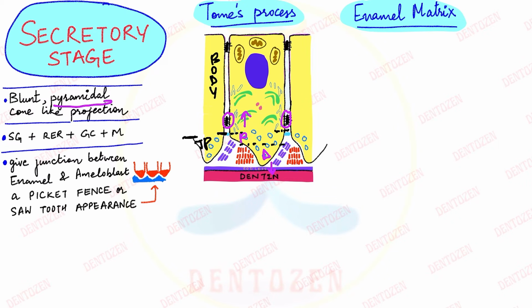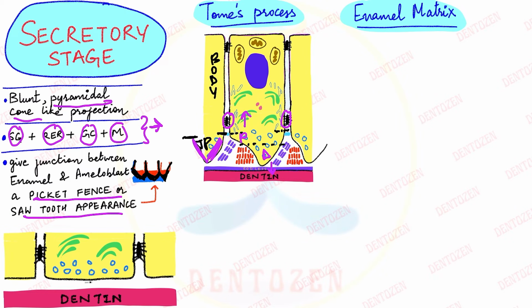Now, key features, that is, the shape of this Tomes process, can be your Viva question. Is this a pyramidal or cone-like projection? And it is a blunt process. It contains secretory granules, rough endoplasmic reticulum, Golgi complex, and mitochondria, all the organelles of a synthetic cell, because it helps in enamel secretion. With the enamel formation, this Tomes process will give an appearance at the junction of the cell and the forming enamel, which is known as sawtooth or picket fence appearance. So this junction between the ameloblast cell and forming enamel becomes sawtooth because of this Tomes process, because it is angulated at the cell body.